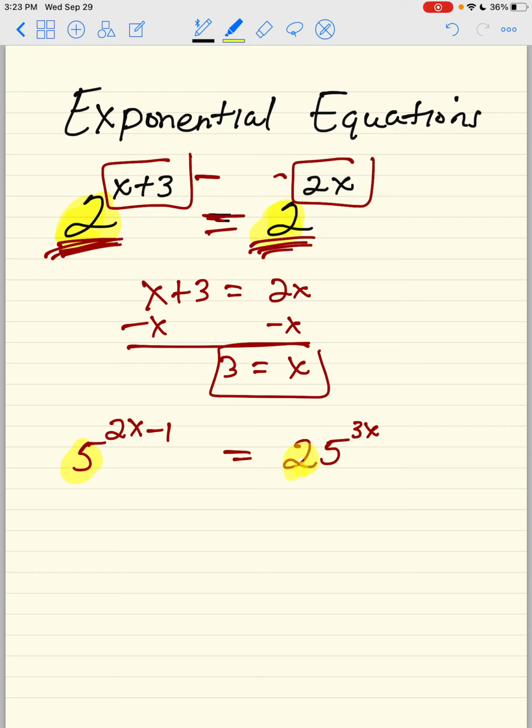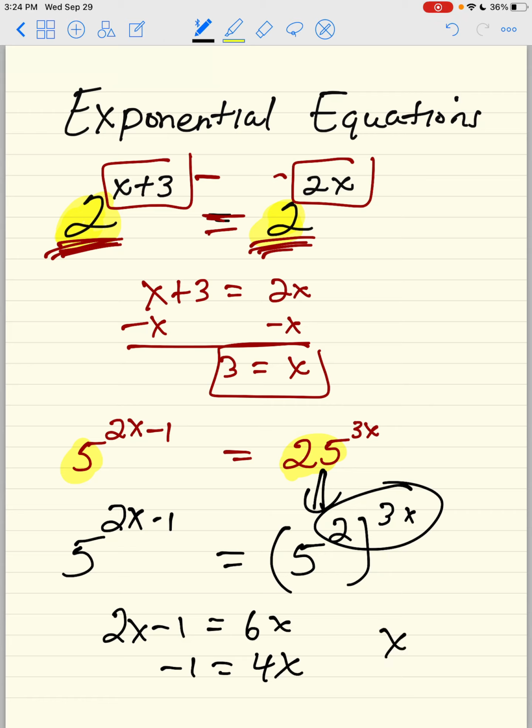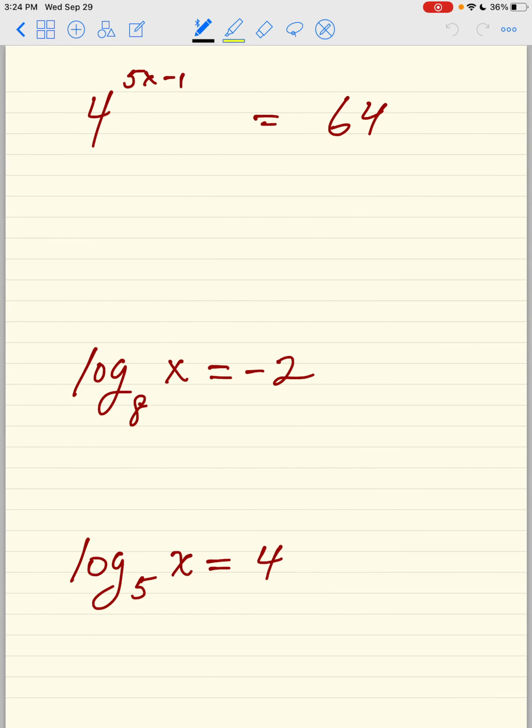Well, you make them match by getting them down to what we call common bases. So 25 is 5 squared. So you just exchange that, but make sure you put your parentheses. 2x minus 1 is equal to 6x minus 2x, divide by 4, and we get x equal to negative a fourth. You get them down to the same base. Okay? What about here? Same story.